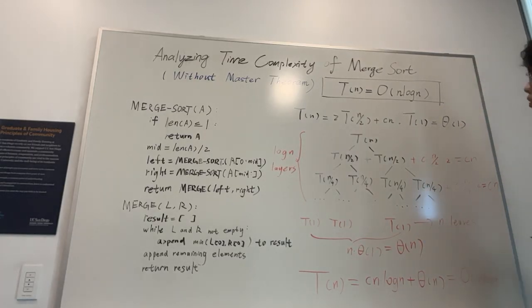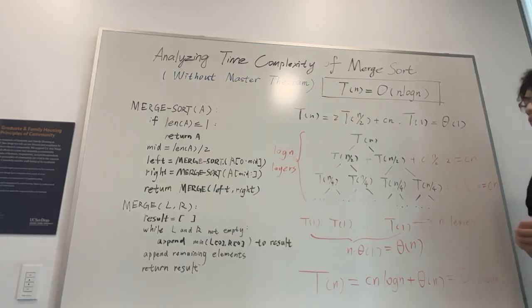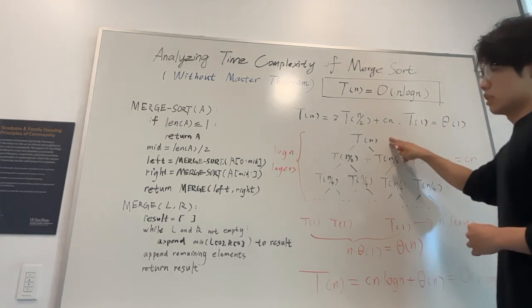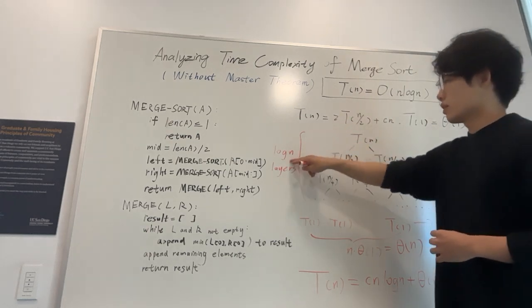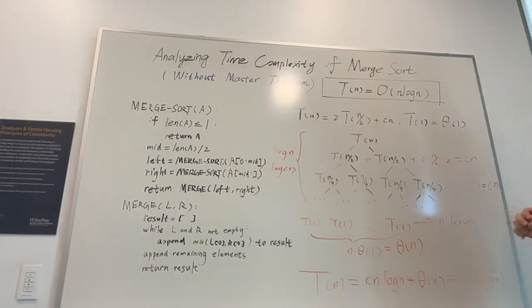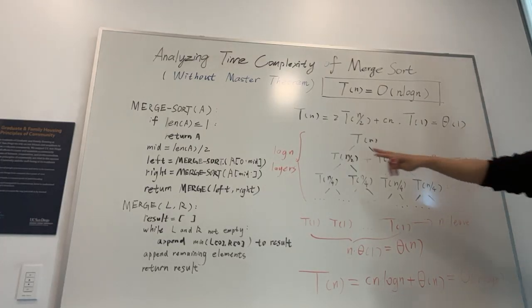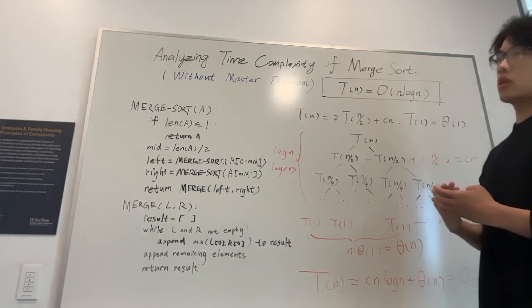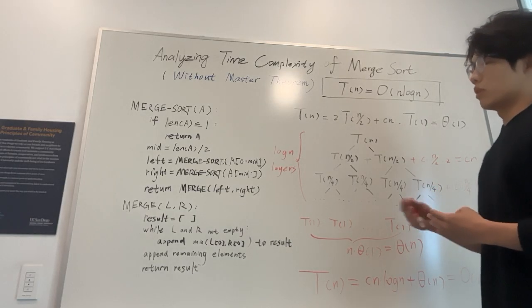And let's analyze how many layers there are in the tree, right? We're dividing n by 2 until we reach 1, so there are exactly log n layers, right? And we multiply log n by the c n here, which denotes the total actual work that we do regarding merging.